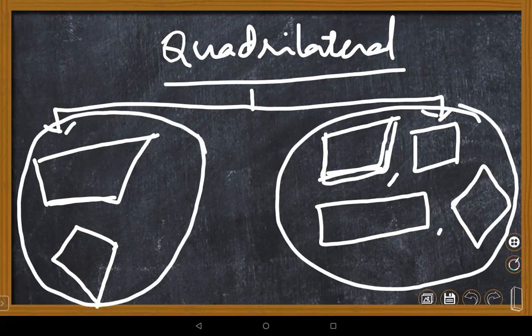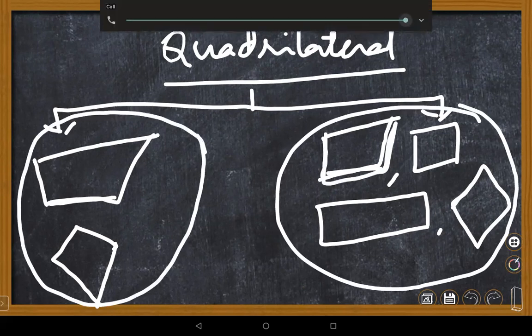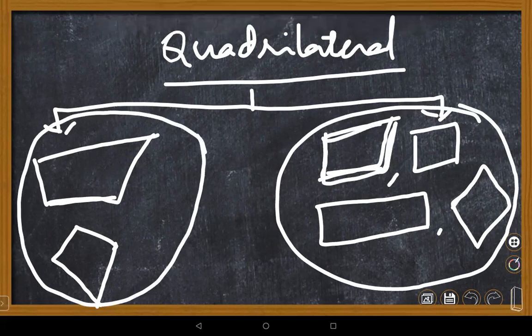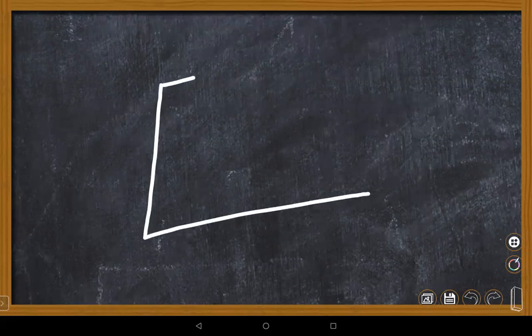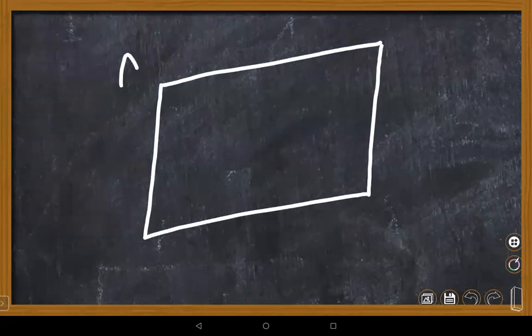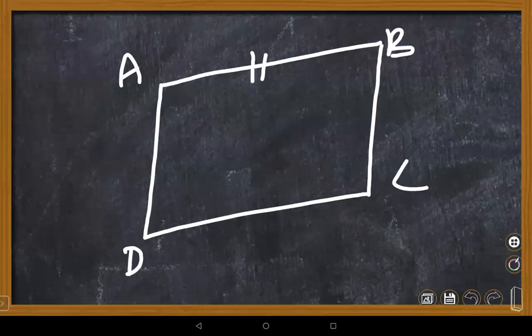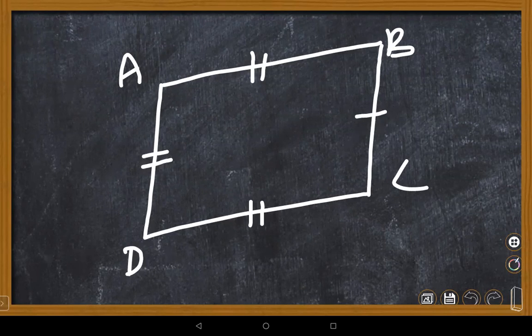In parallelogram, parallel sides are, let me take a parallelogram, children. Step by step, at a glance, we will take. Suppose ABCD is a parallelogram. What are the parallel sides? These are parallel sides. Opposite sides are parallel and equal. AD and BC are equal and parallel. You represent them with a single line, children, because they are equal.